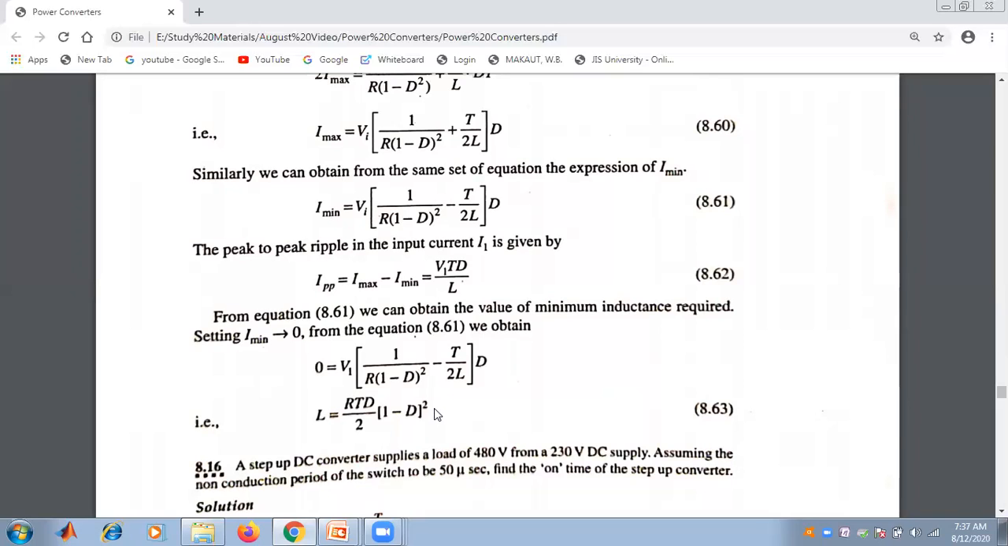So we can find it when the minimum value of the current goes towards 0. When I minimum is 0, from there we find the minimum value of L, that is RTd by 2 into (1 minus d) square.